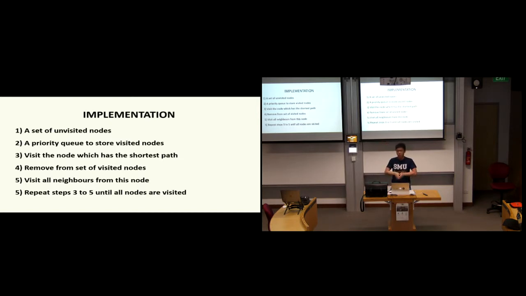So you see the algorithm pseudocode is you visit the node which has the shortest path, you take this node out from the unvisited nodes, you visit all the neighbors and calculate the total distance. You just keep repeating these steps until you finish visiting all the nodes. Your final path is the shortest path.